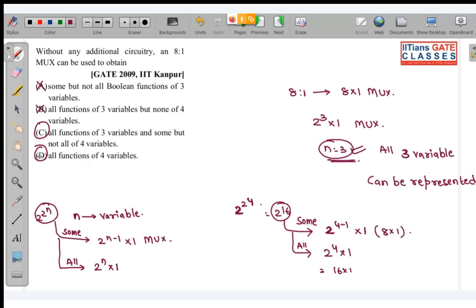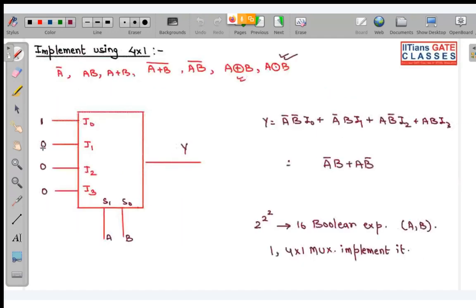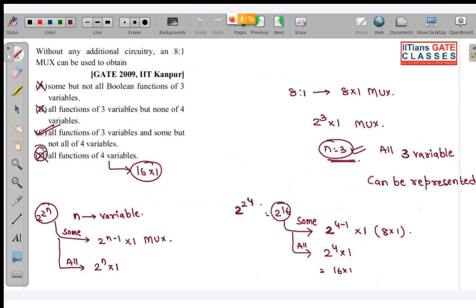Option D, all functions of 4 variables, wrong. All functions of 4 variables can be represented using a 16 cross 1 mux. So that means the only remaining option is option C. And what is that? All functions of 3 variables, but some, not all, of 4 variables. So this is correct. Tell me if all of you have understood this question or not. So this is one very good question.